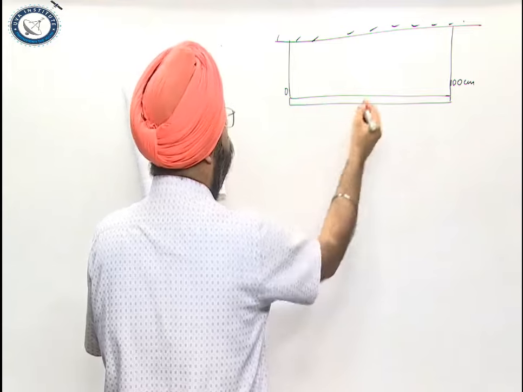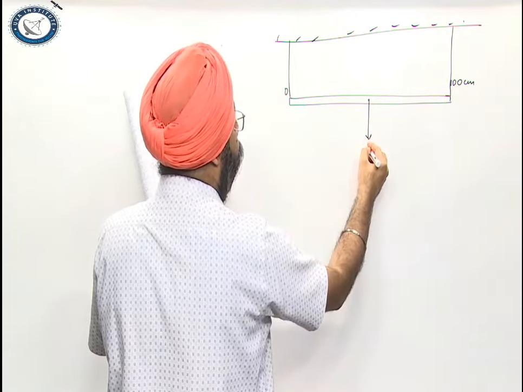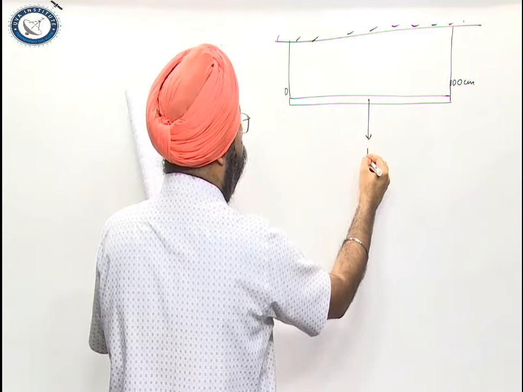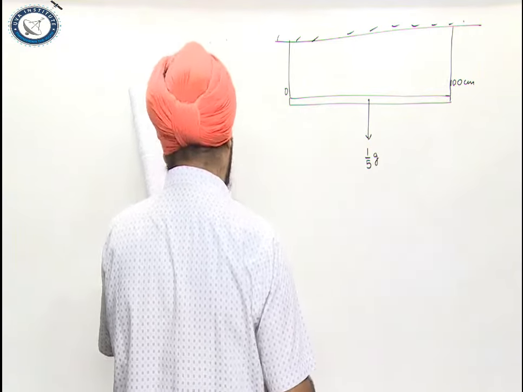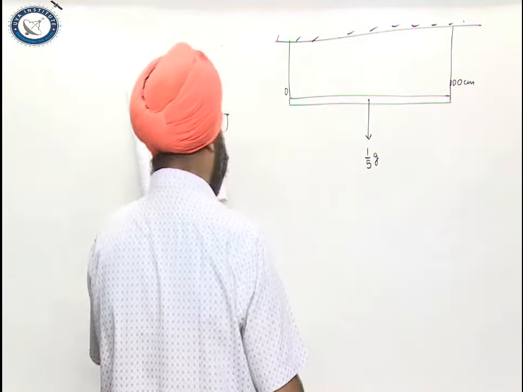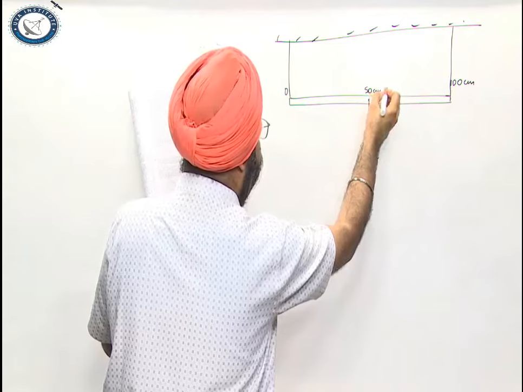The mass is 200 gram. 200 gram is 1 by 5 kg. So mg is your weight, which is acting from the center. Let's mark this point, the 50 centimeter point.